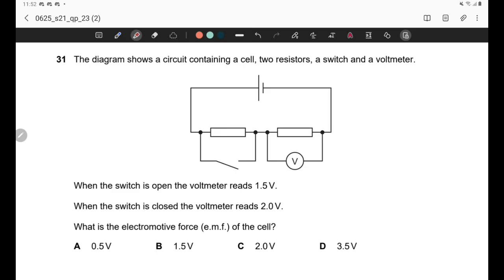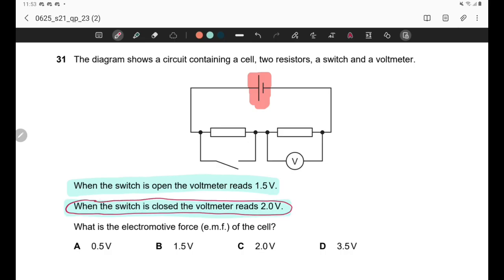31. The diagram shows a circuit containing a cell, 2 resistors, a switch and a voltmeter. When the switch is open, the voltmeter reads 1.5 volt. When the switch is closed, the voltmeter reads 2 volt. What is the electromotive force of the cell? So we need to find the electromotive force of the cell with the help of the given clues in the question. We can simply use the second point given in the question in order to find out the EMF or voltage of the cell.